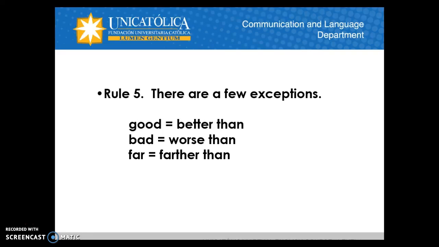Rule number 5. There are a few exceptions. We have some irregular adjectives, such as good, bad, and far. Those are irregular adjectives, so they are going to change. Example: when you're going to compare, you use good, better than; bad, worse than; far, farther than. Okay, just keep in mind: better than, worse than, farther than.